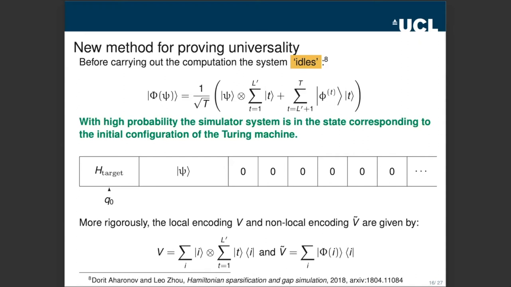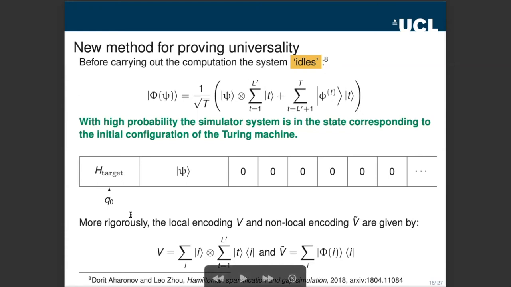And what that means is that this kind of mapping, where we've got a fixed subset of spins which map on to the state of the target system, is a local encoding like what I defined earlier. Now, the encoding isn't exactly local because it's only with high probability that we're in this state corresponding to the initial configuration. But remember, we don't need everything to be exact. We only need our simulation to be approximate. And this method achieves the definition of approximate simulation that I made earlier.